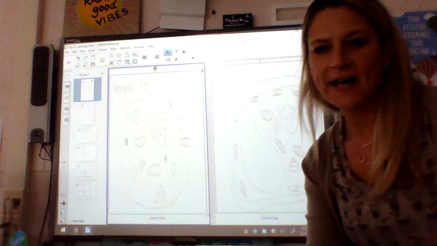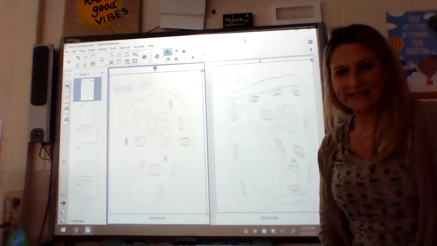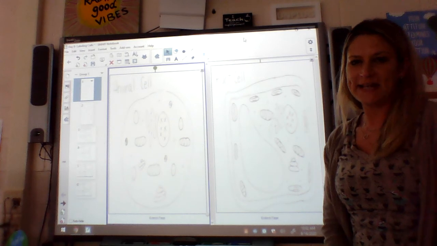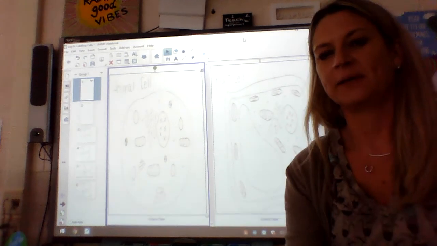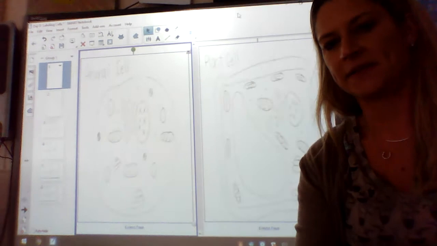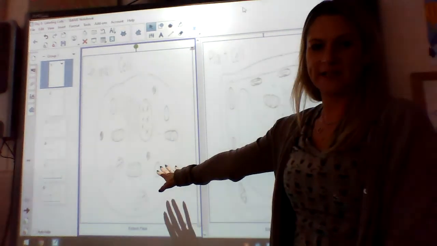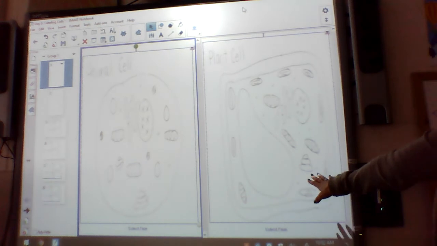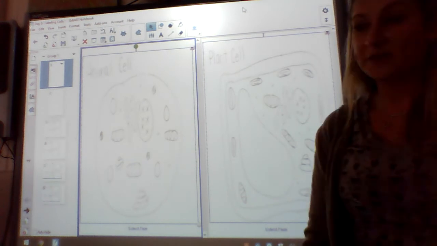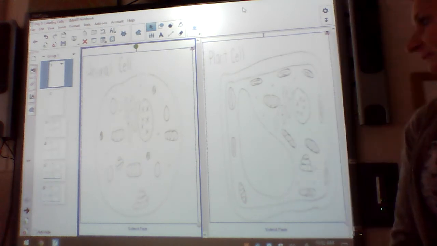Good morning, class. For this assignment, we're going to be labeling two diagrams, an animal cell and a plant cell. I'm going to come in a little bit closer. I think it is a little hard for you to see. Okay. Over here, we have an animal cell, and over here, we have a plant cell. You're going to need colored pencils or markers to complete this activity.